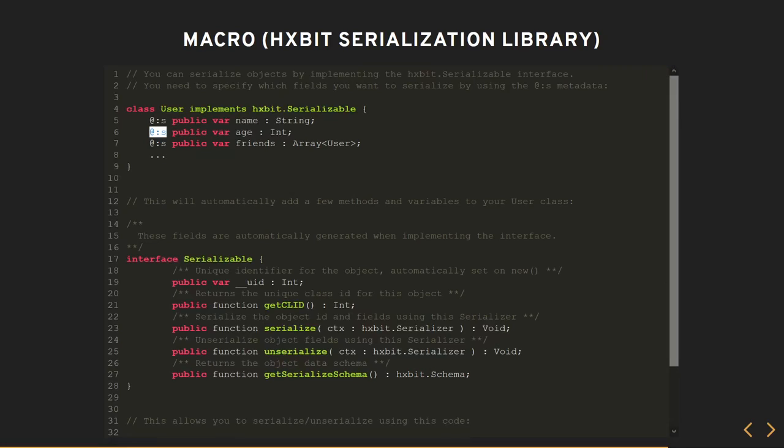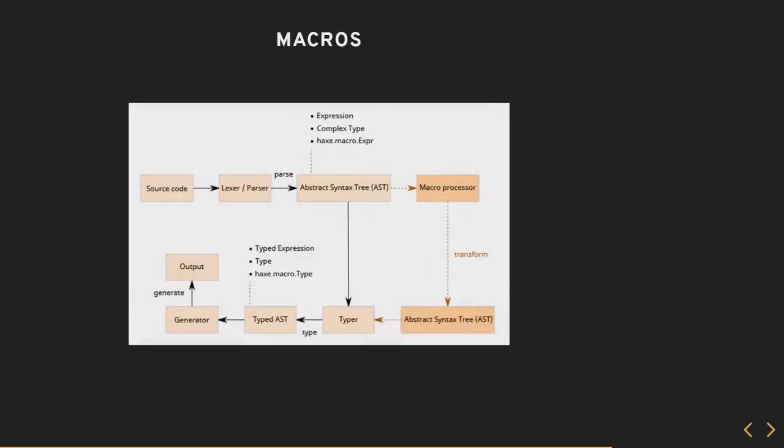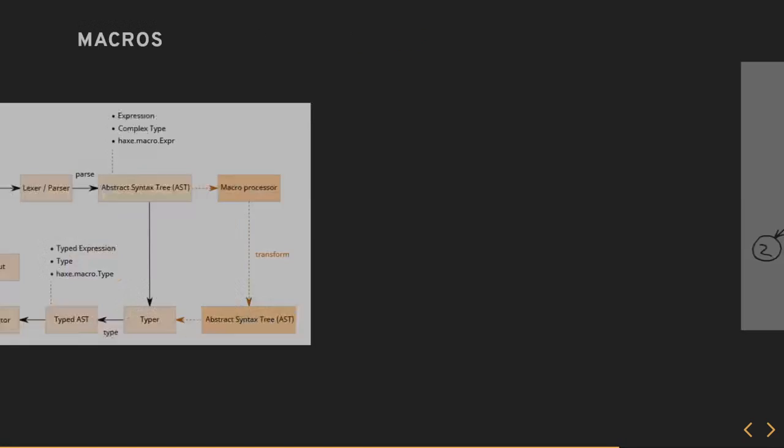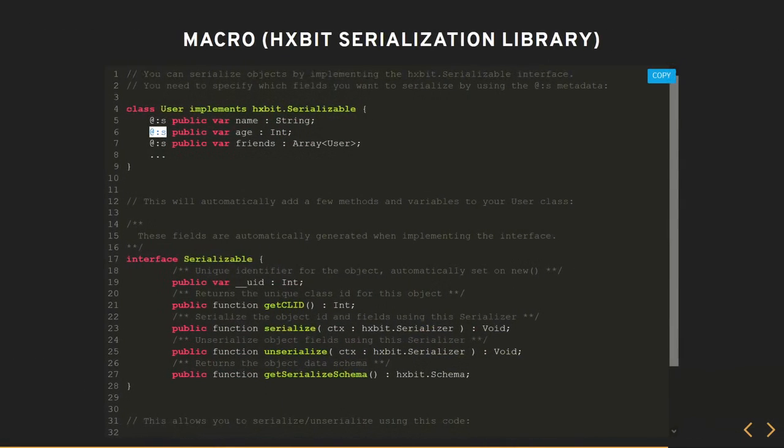And then this library, during compilation, so this is your compilation process, is also going to be called and run here in the macro processor. It's going to identify all of these fields that you flagged, and it's going to output a whole bunch of other code that's going to make the serialization possible. And that's going to do the entire process.